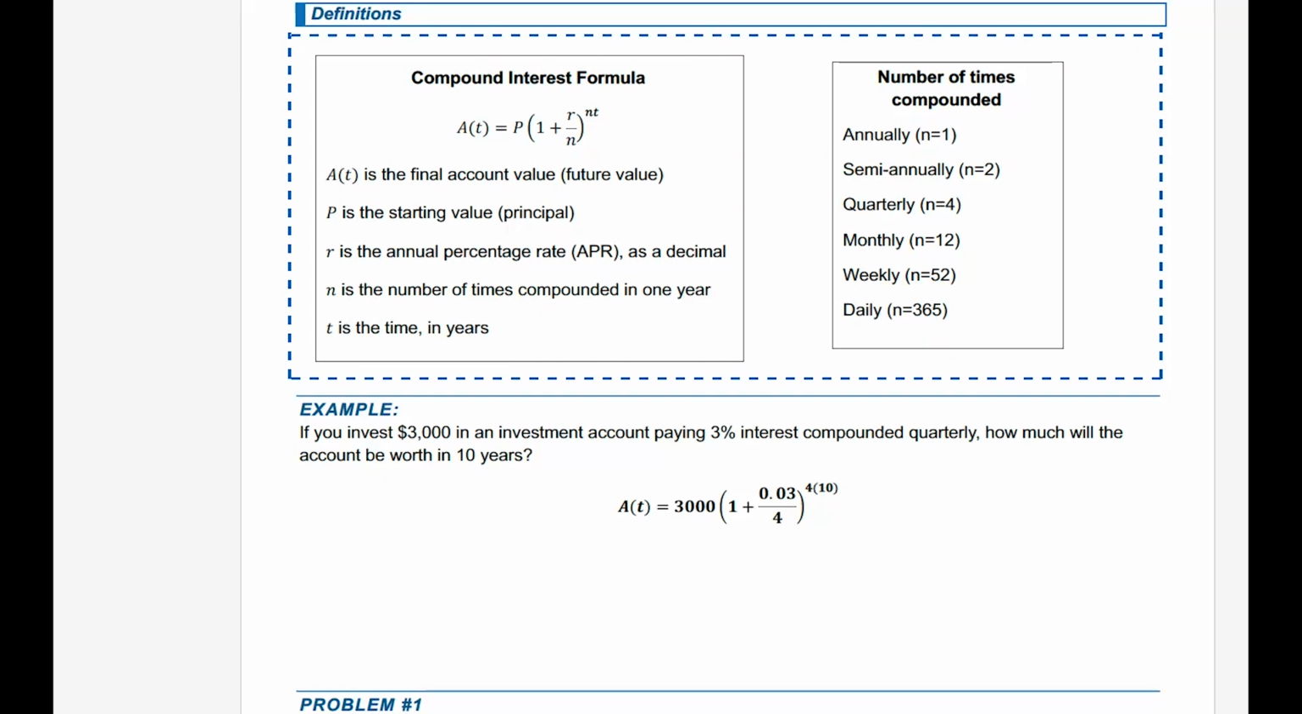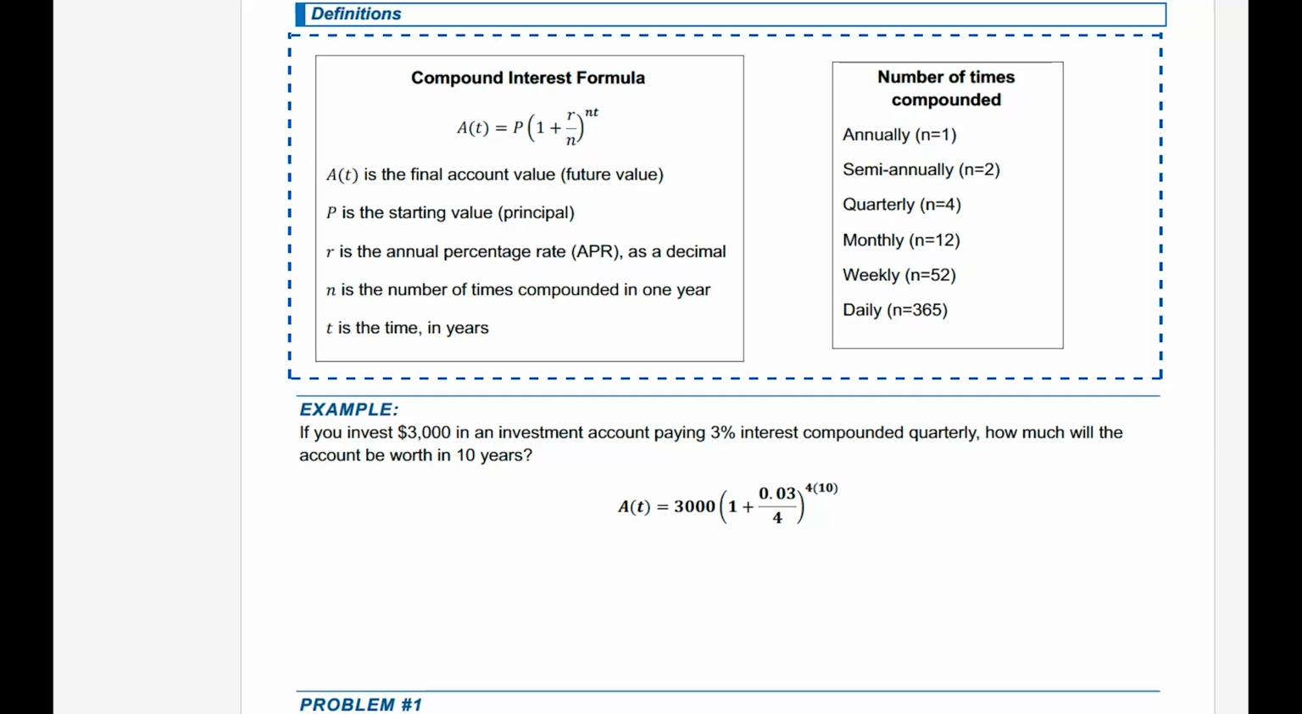Hello. Today we'll be talking about Section 7.8, Applications of Exponential Functions. And specifically, we'll be talking about compound interest. So, what is compound interest? Is it good? Is it bad? Well, that really just depends on if you are paying the interest or you are earning the interest.